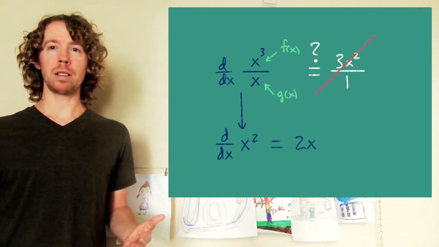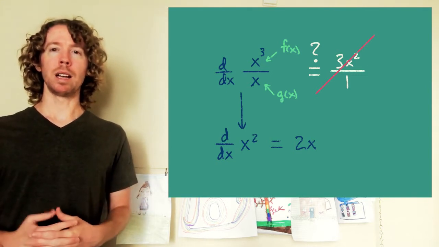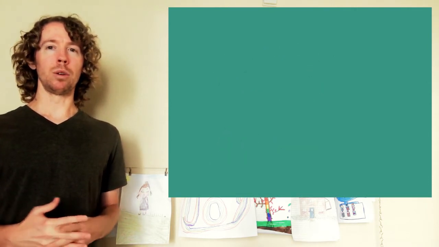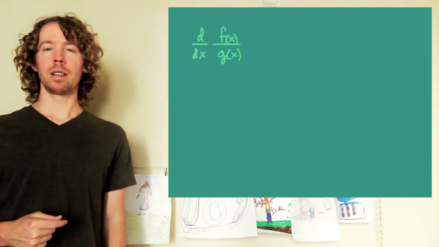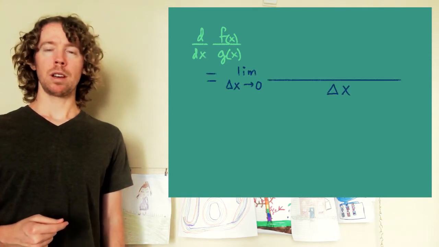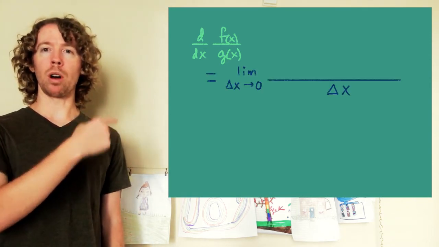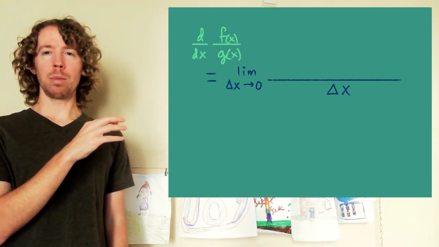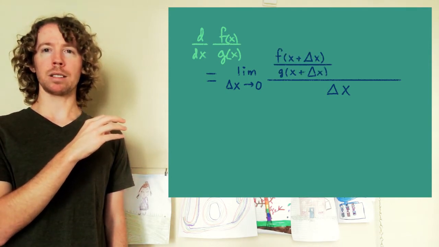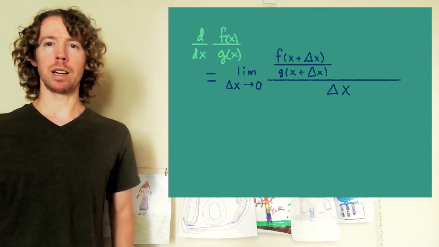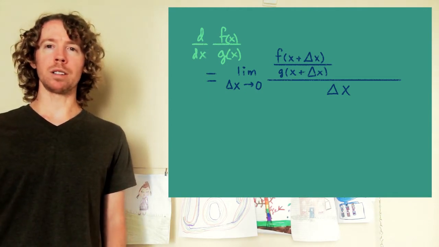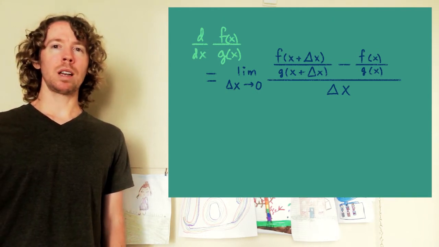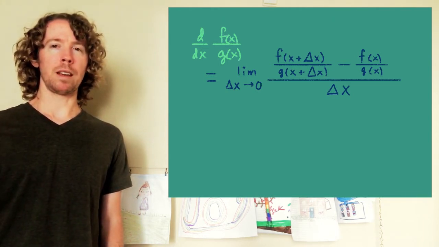So maybe there's a pattern that we can use, maybe there's not, but let's use the definition of derivative to see if we can figure out a pattern. The derivative of f over g is the limit as delta x goes to 0 of, and then I need y2 minus y1 over the change in x. So my y2 here is going to be f of x plus delta x over g of x plus delta x. And then my y1 is just f over g. There's really not much I can do with it from here if I keep it like that.